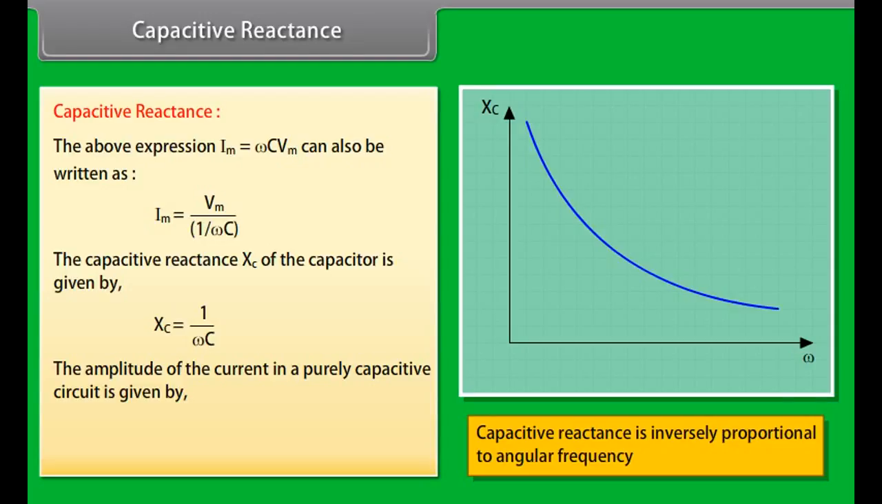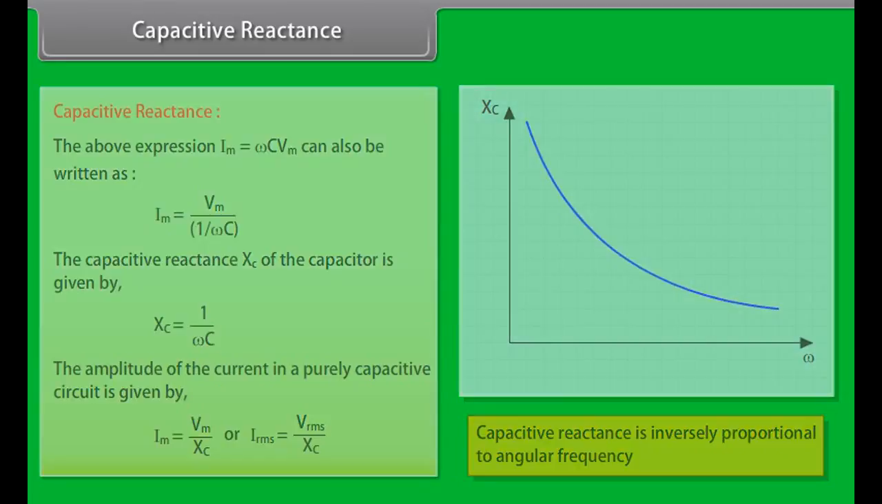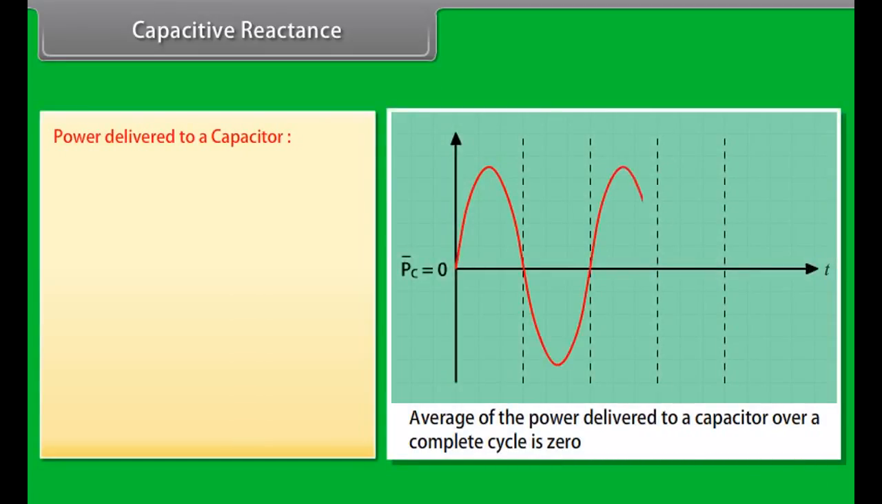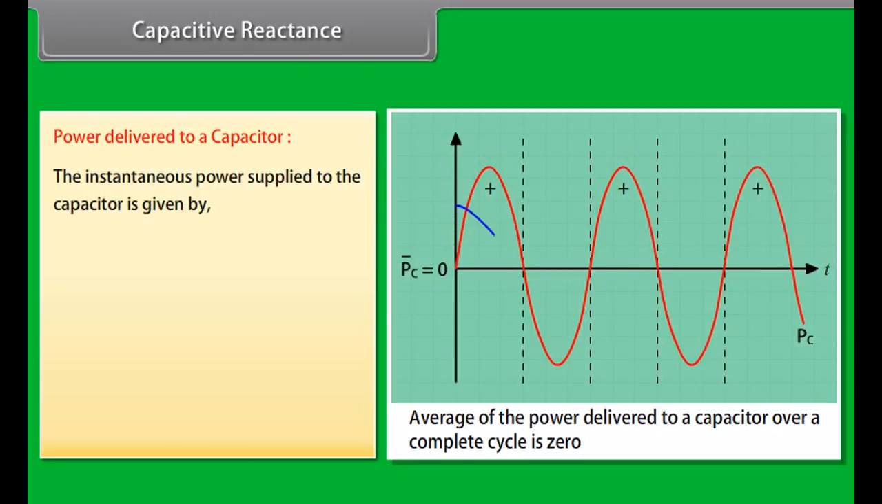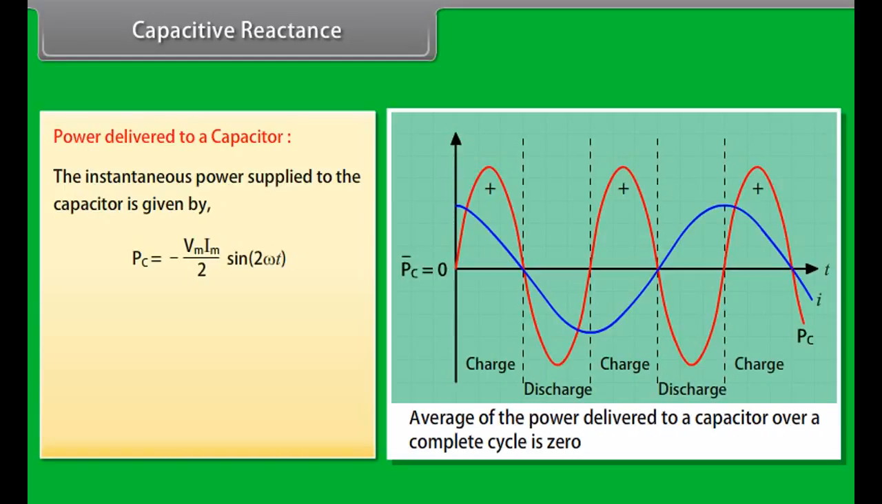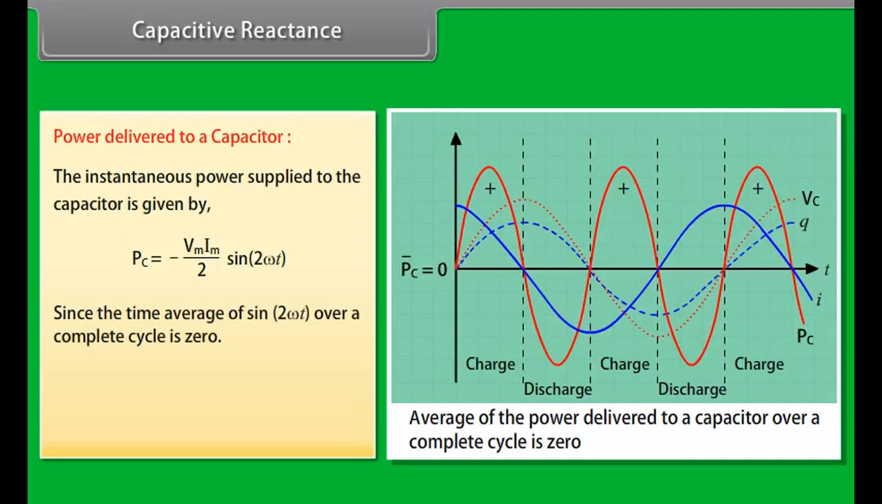AC voltage applied to a capacitor. Consider an AC circuit consisting of a capacitor of capacitance C and an AC source. The AC voltage across the source is V = Vm sin ωt. If Q is the charge on the capacitor at any time t, then the instantaneous voltage across the capacitor is given by Vc = Q/C.